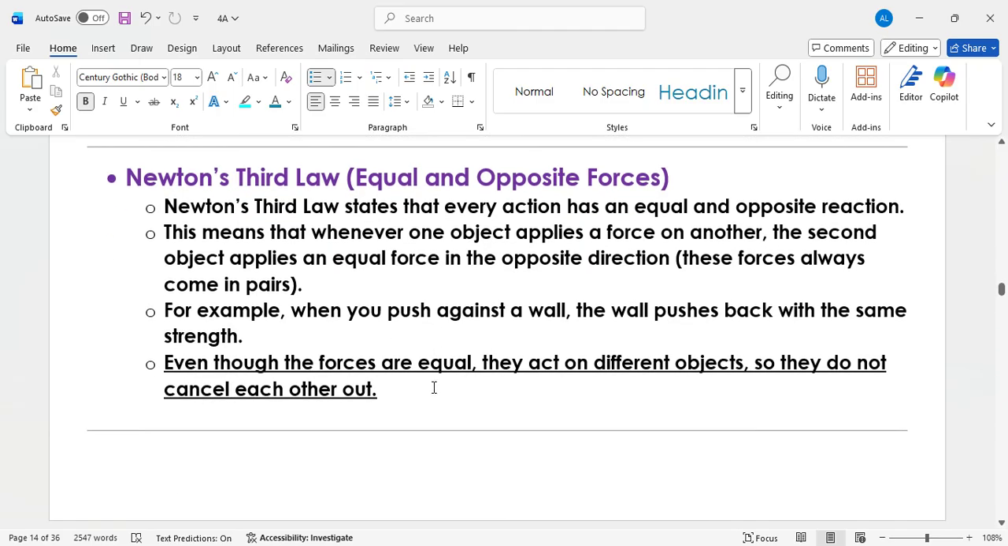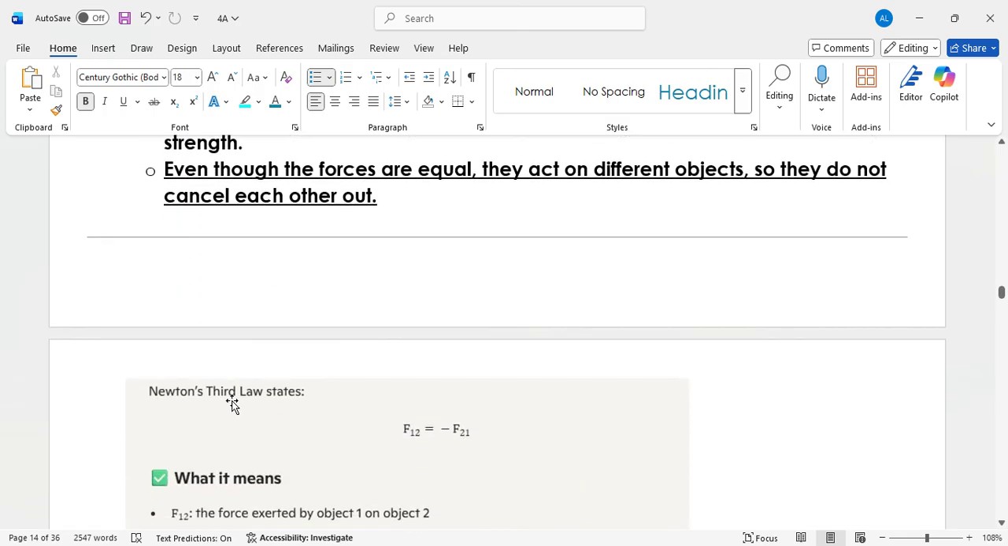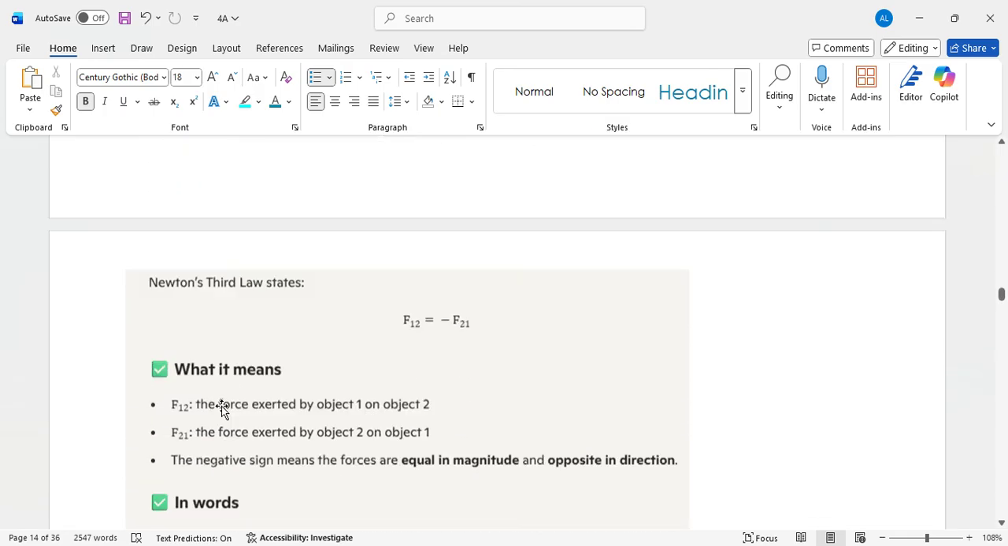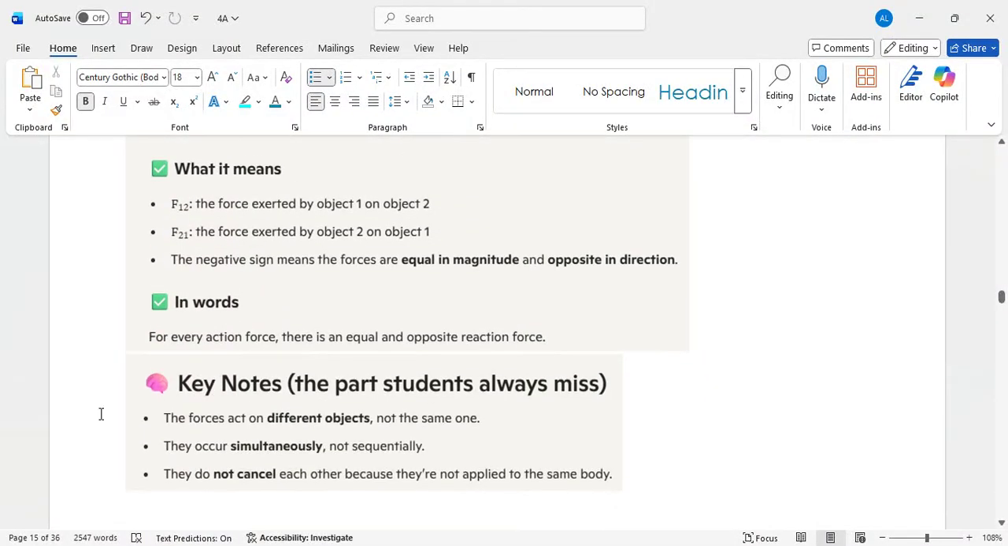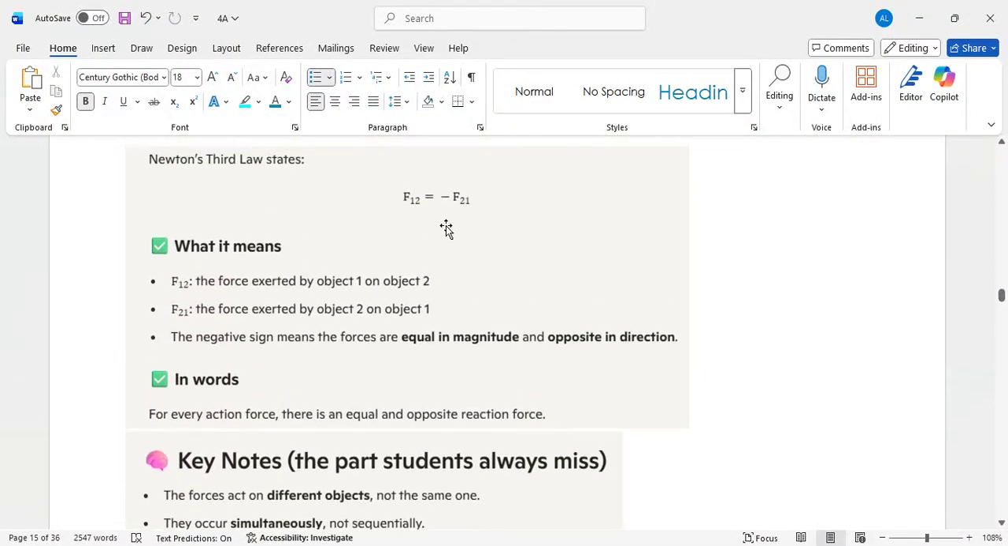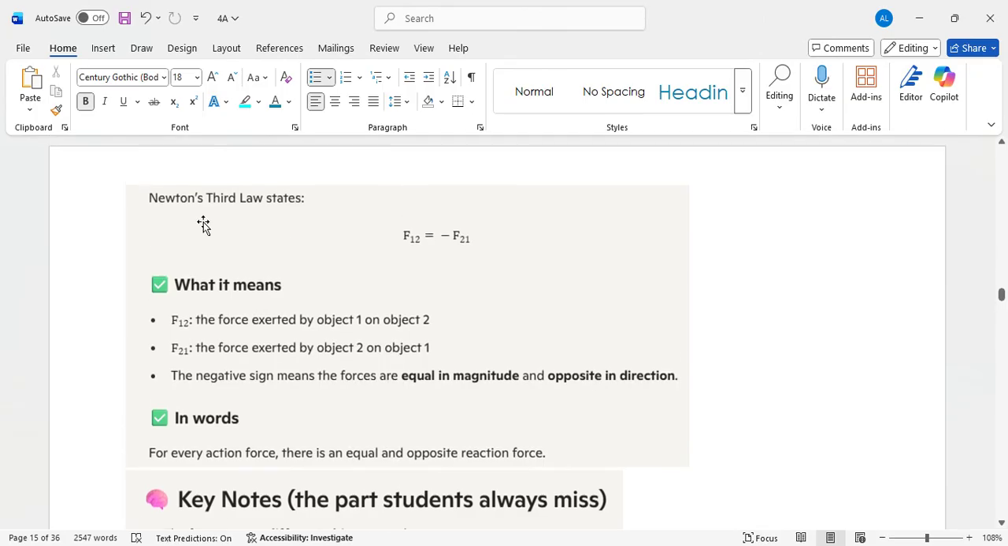Even though the forces are equal, they act on different objects, so they do not cancel each other out. You're pushing the wall, and the wall is pushing towards you. You're not canceling each other out. So F12 equals minus F21. That's what Newton's third law states.